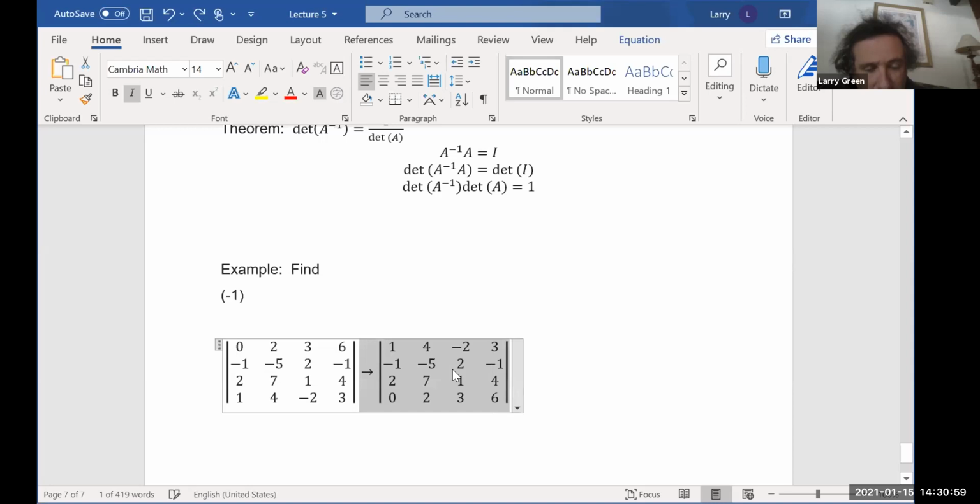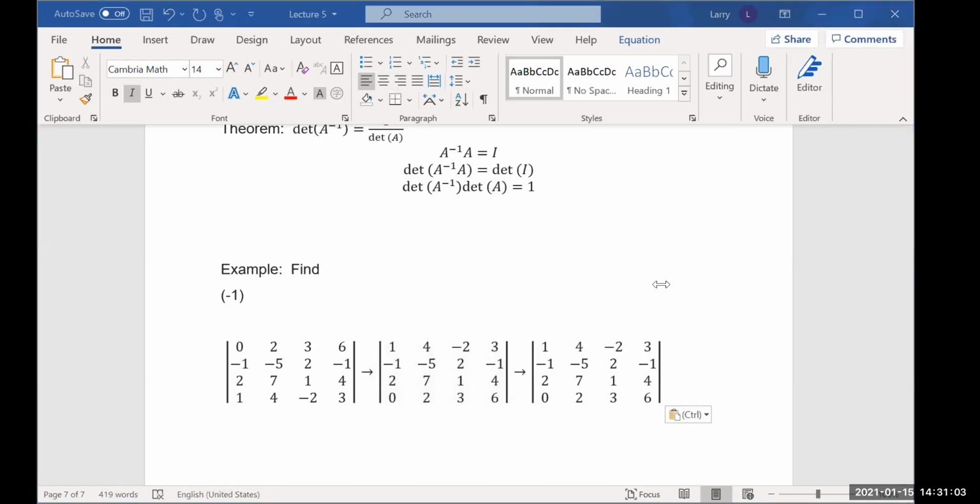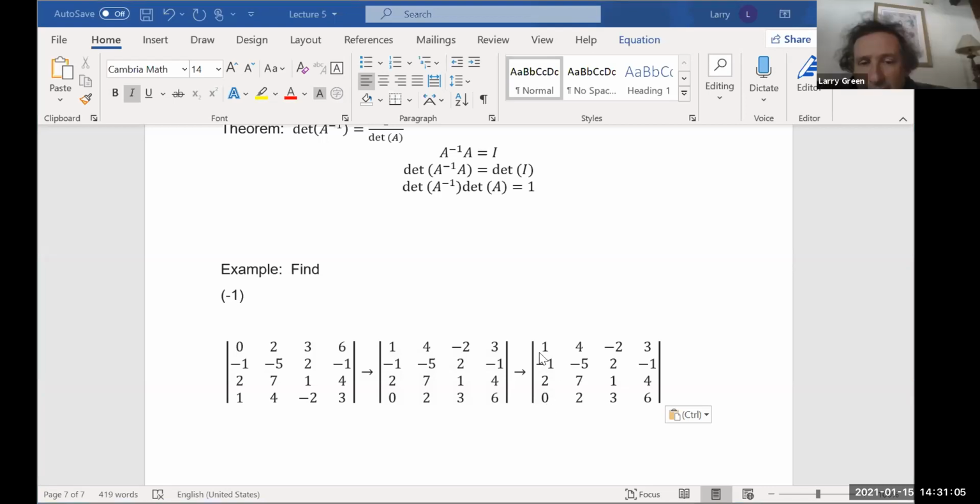You can add row 1 and 2. I'm going to do a couple things. I'm going to add row 1 and 2 and replace row 2 with it. I'm also going to multiply row 1 by -2, add it to row 3, and replace row 3 with that. Now, what's the effect on the determinant when I do that?